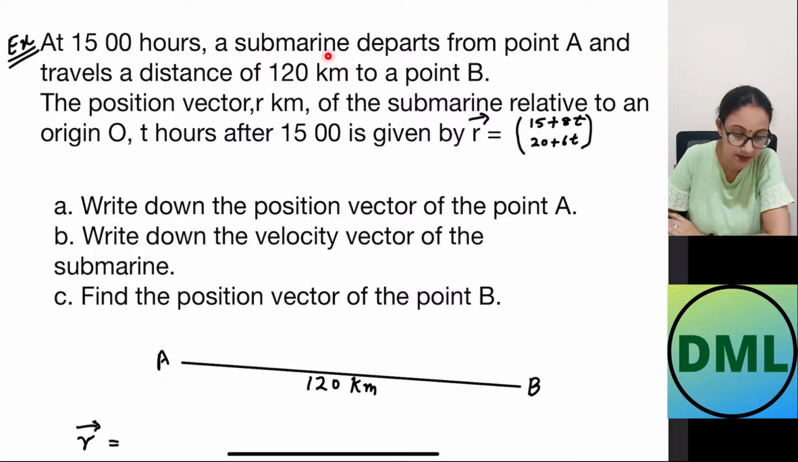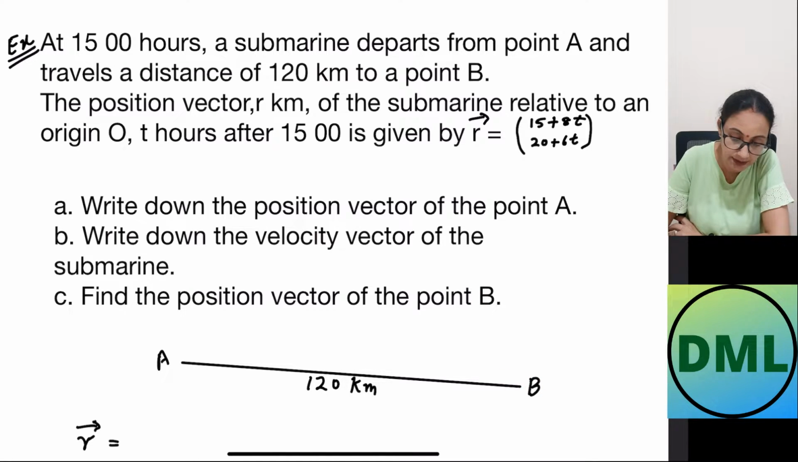At 15 hours, a submarine departs from a point A. So this is the point A. From here, the submarine has started and travels a distance of 120 kilometers to the point B. The position vector r kilometers of the submarine relative to an origin O, t hours after 15 hours, is given by the vector r equals (15, 20) plus t(8, 6) in column vector form. Now first we have to write down the position vector of the point A. Second, we have to write down the velocity vector of the submarine. And third, we have to find out the position vector of the point B.